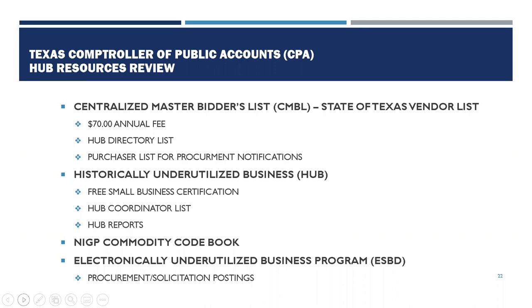For purchases over $25,000, agency purchasers are required to post their solicitations on the ESBD. For anything below $25,000, those purchasers will search for the vendors and send email notifications. So there are different thresholds that require different kinds of procurement requirements. Next slide.